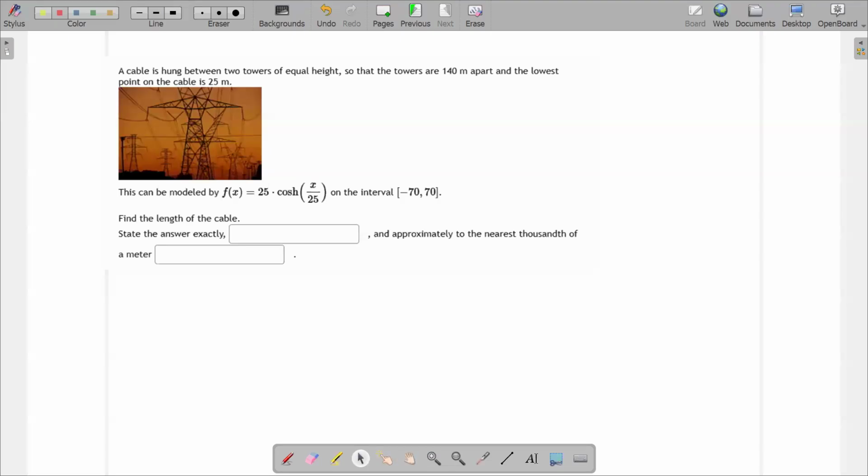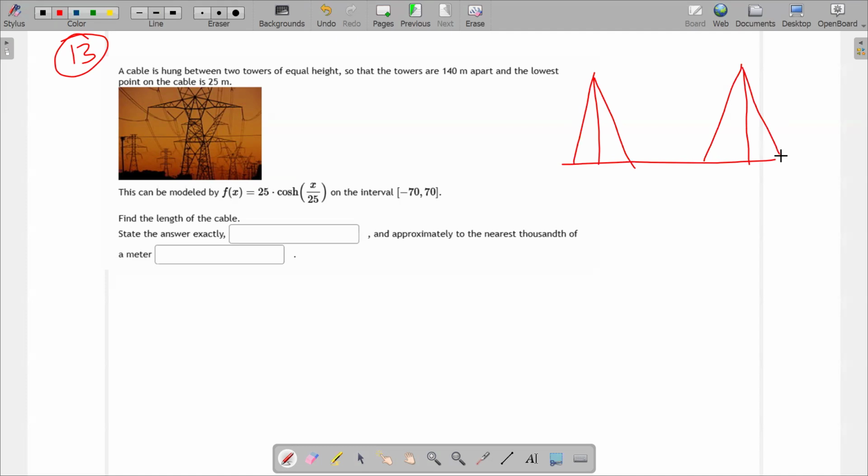All right, so this is homework problem number 13. And again, just a quick sketch of this. I have a cable hanging between these two towers here, and it makes this U-type shape. And the name of that shape, by the way, is a catenary.